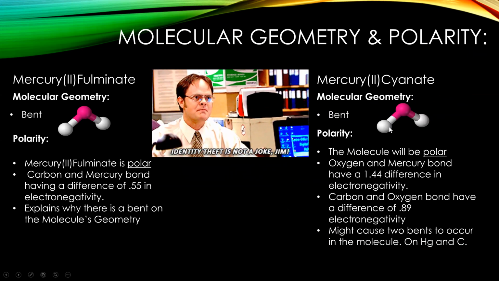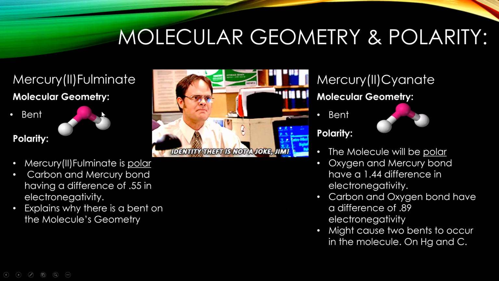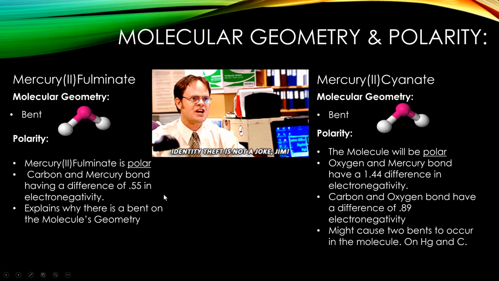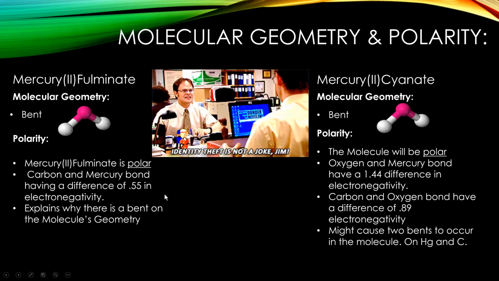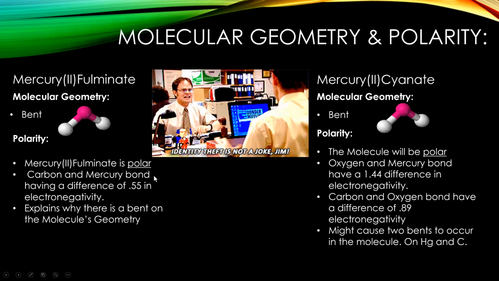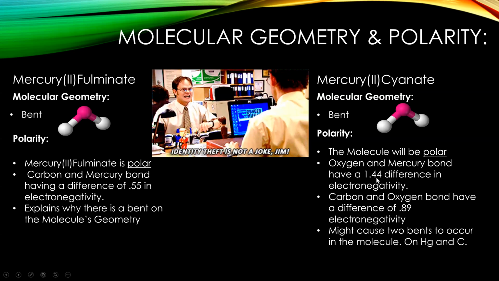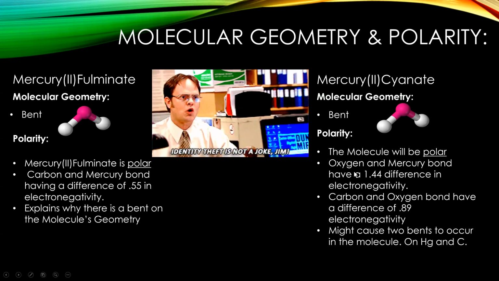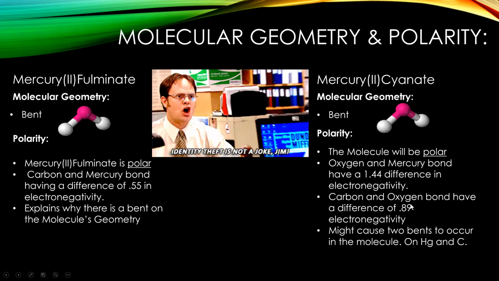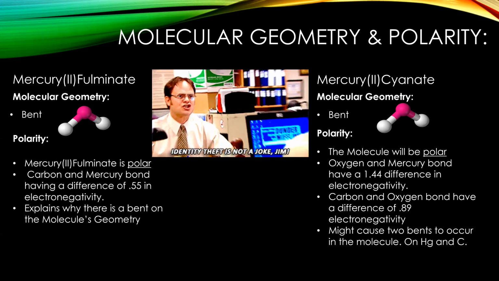And how do we get that? By finding the difference of electronegativity within the bond. The reason they'll be bent in mercury and carbon is because the difference of electronegativity in both is 0.55. If anything falls in a range of above 0.5 and 2, it is polar. So it falls with a difference of 0.55, meaning this is polar. And with cyanate, it has 1.44 for the difference of oxygen and mercury, meaning it's polar, but it also falls at 0.89 with carbon and oxygen. That means there are 2 polar effects within cyanate and not fulminate.